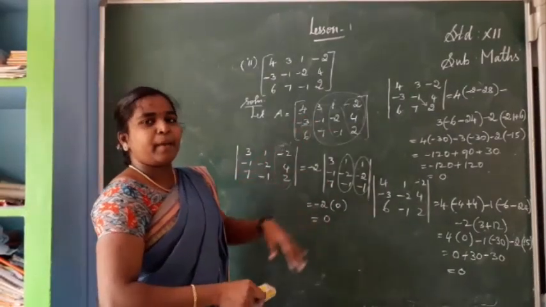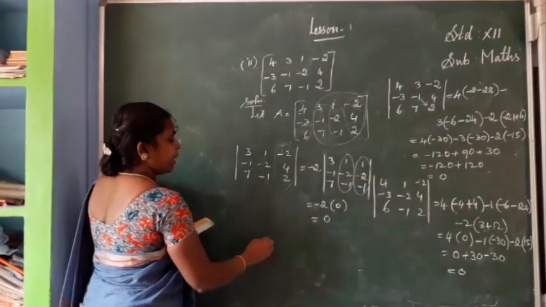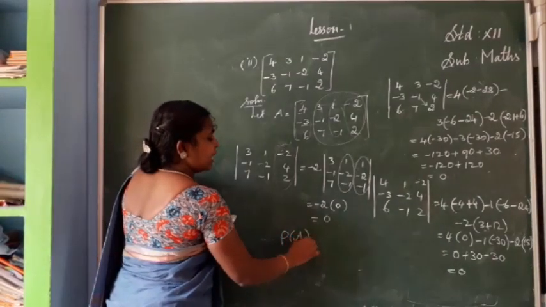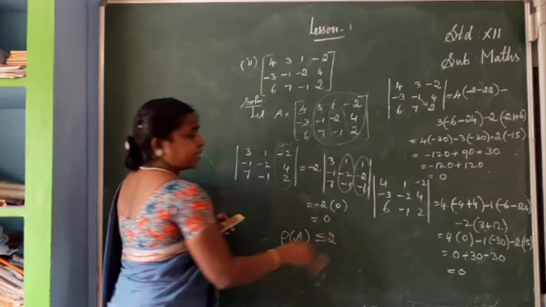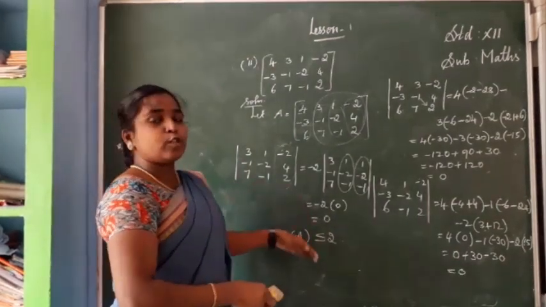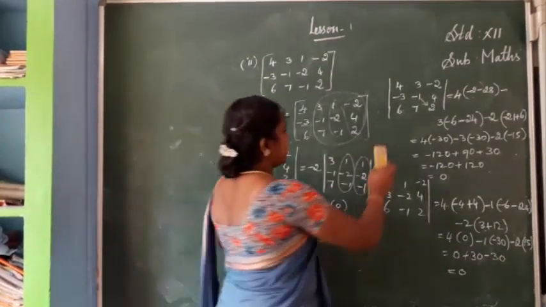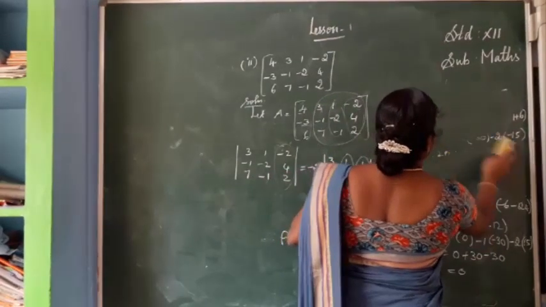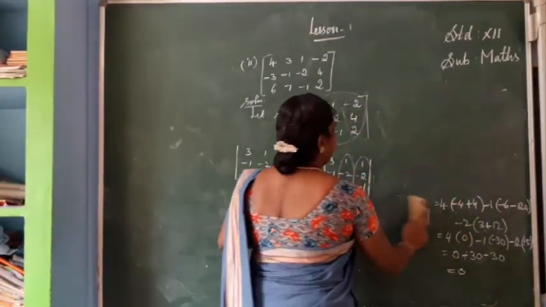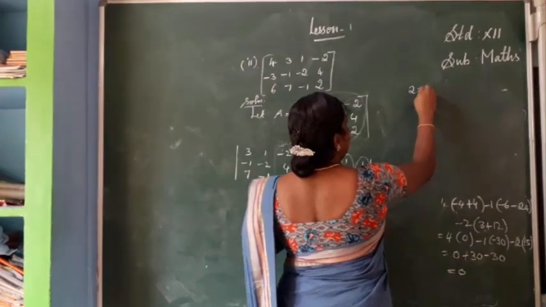All the 3 by 3 minors we got 0, so we can say therefore rho of A is less than or equal to 2. Anyway, 3 is not possible. Next we have to move to the 2 by 2 minors. Okay, 2 by 2 minor.